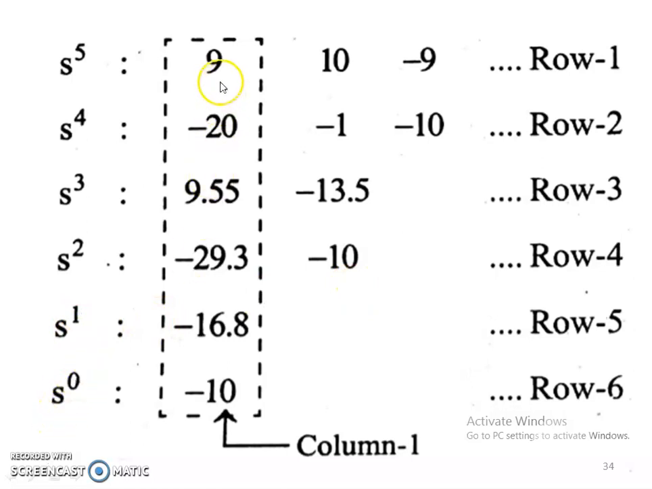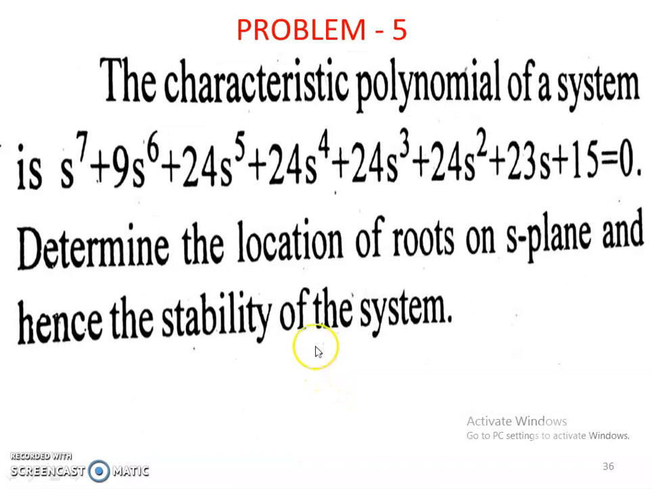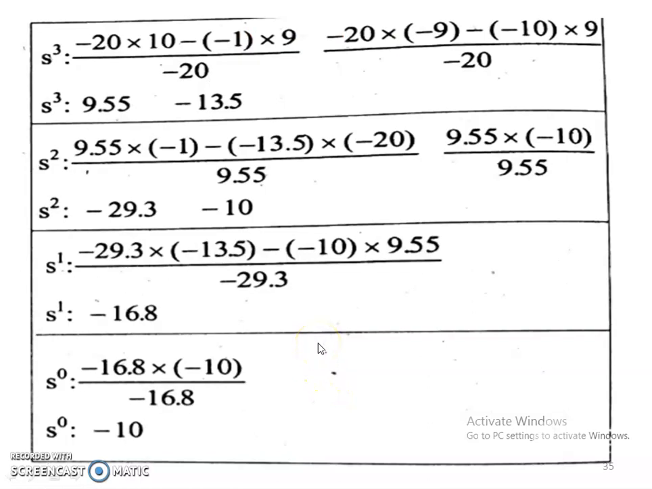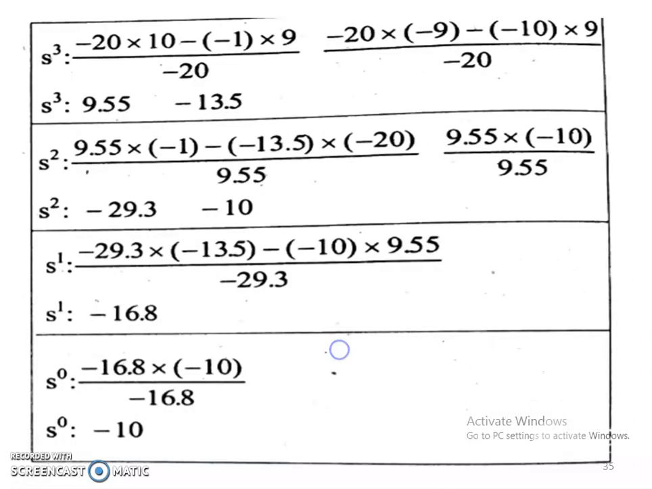So here we can see one sign change, plus 2 minus, then minus 2 plus another sign change, then plus 2 minus, so 3 sign changes are there. These are the steps by which we have created the Routh array, and here you have 3 sign changes. So 3 roots are lying on the right half of the S plane. So the system is unstable.